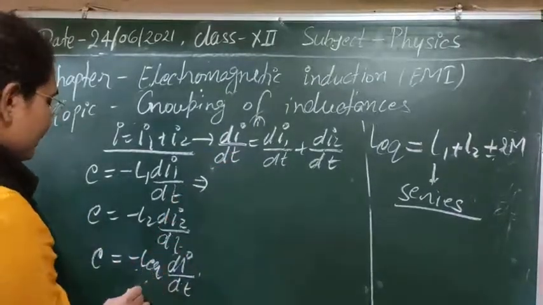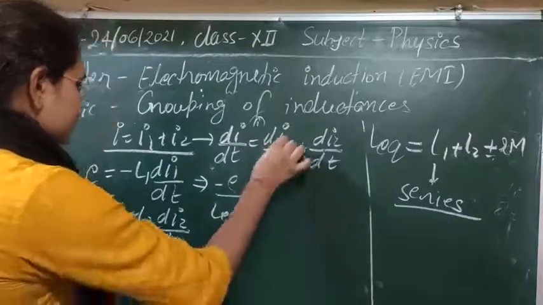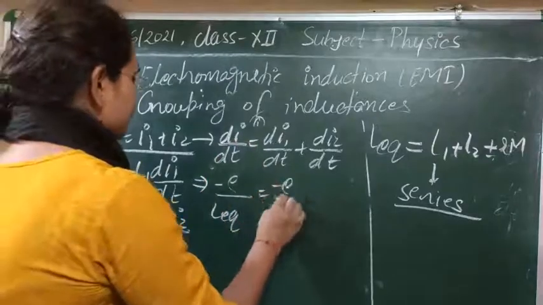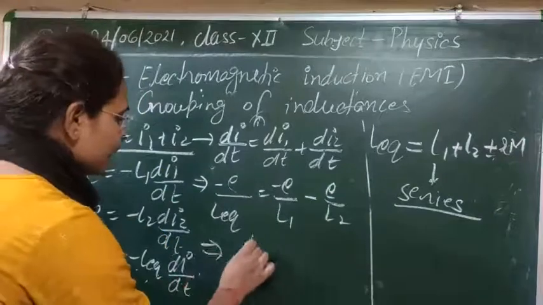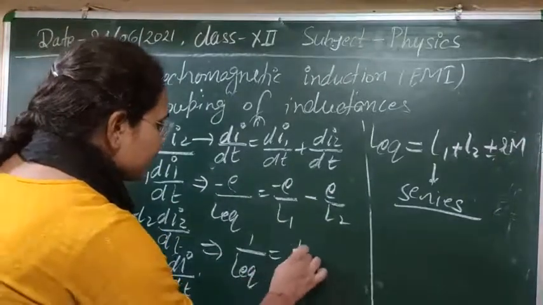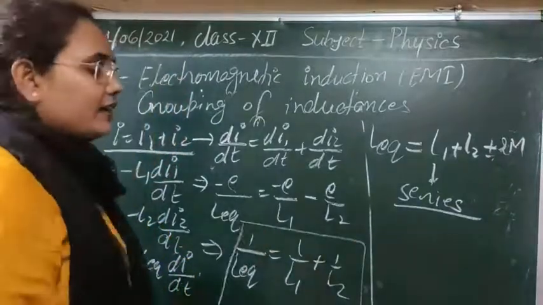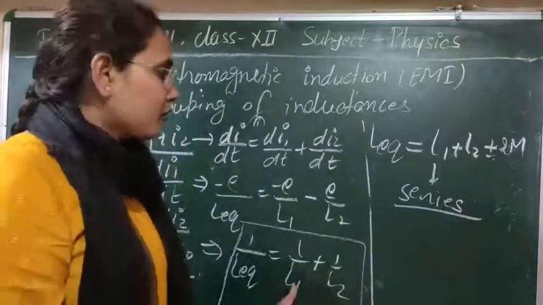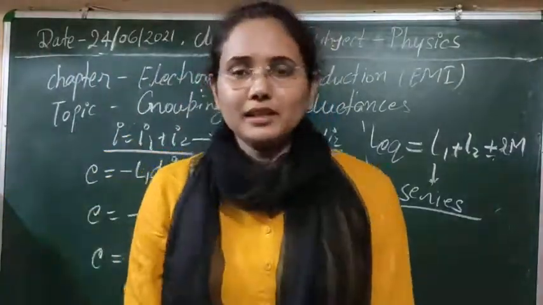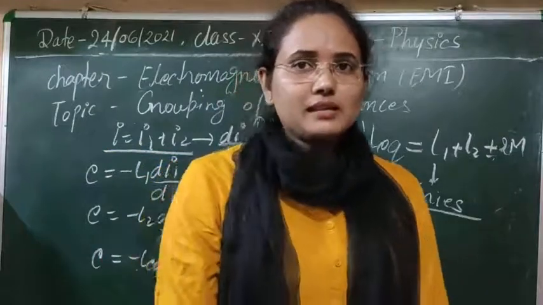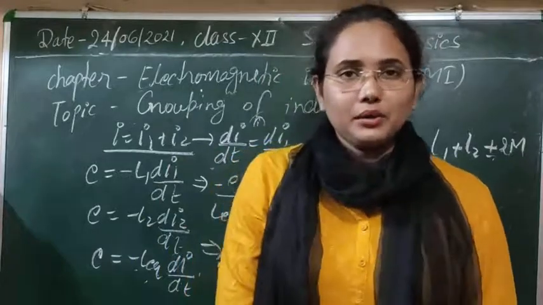This will be E upon L equivalent, so minus E upon L equivalent here. Similarly, from here it will be minus E upon L1, and similarly from here E upon L2. So E will cancel out, and you can drop the minus sign. So this is equal to 1 upon L1 plus 1 upon L2. This is the equivalent inductance for the combination of two inductors in parallel. So students, I think this kind of configuration is clear to you now.